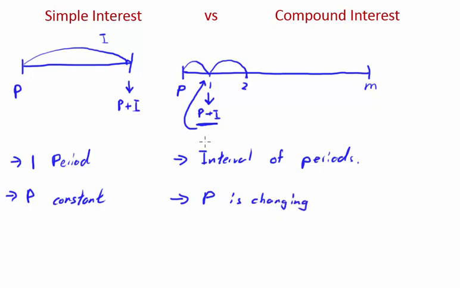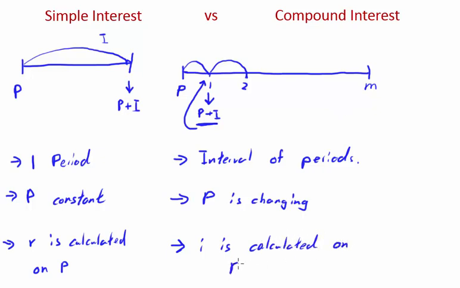Now let's look at the last difference. In simple interest, the amount of interest that you earn is calculated on your principal. Right? So the interest rate is calculated on principal, and that's how you get the amount of interest earned, right? In compound, your interest rate, which is denoted by I, that's compound interest, right, is calculated on your principal and your interest.